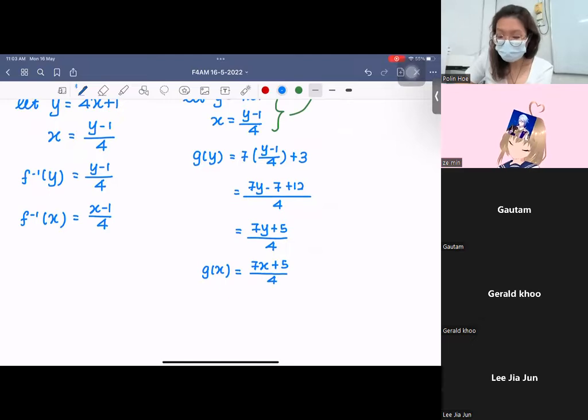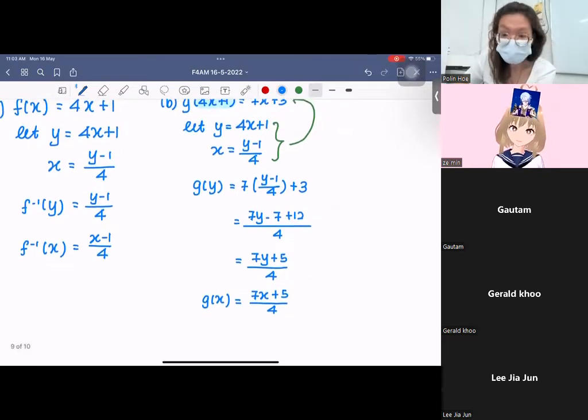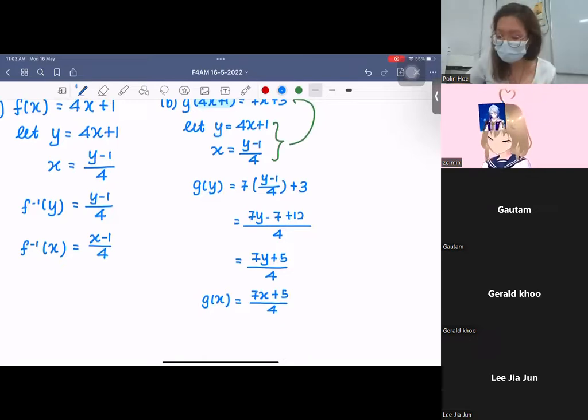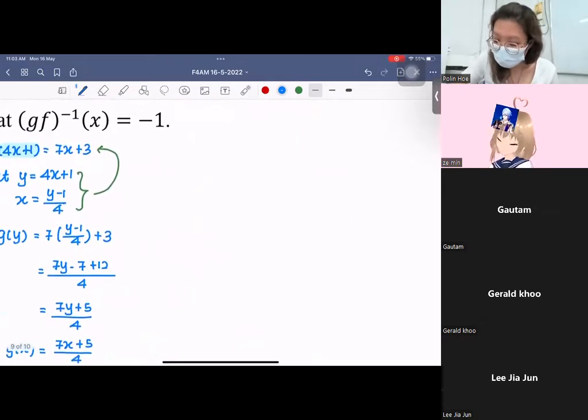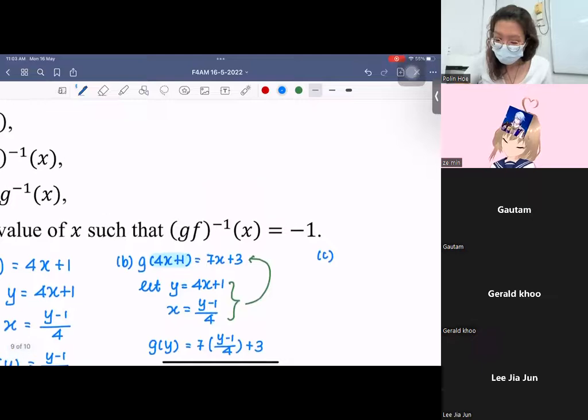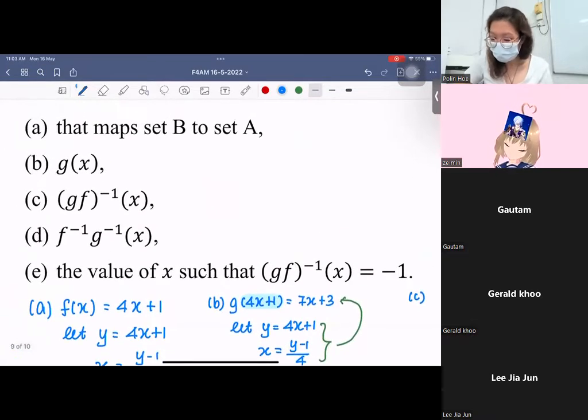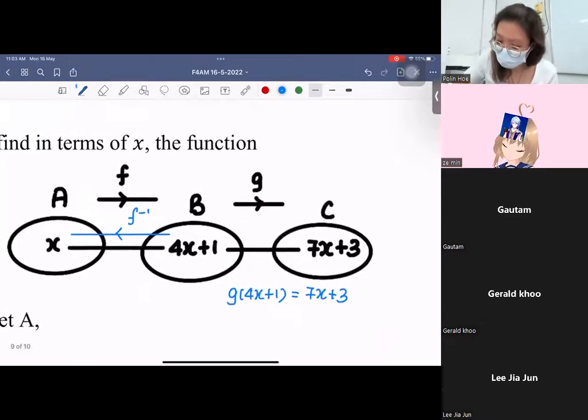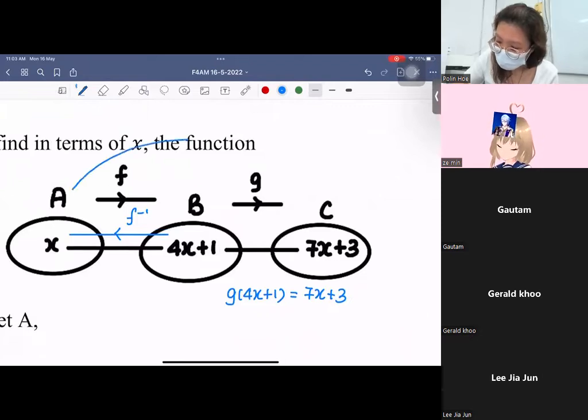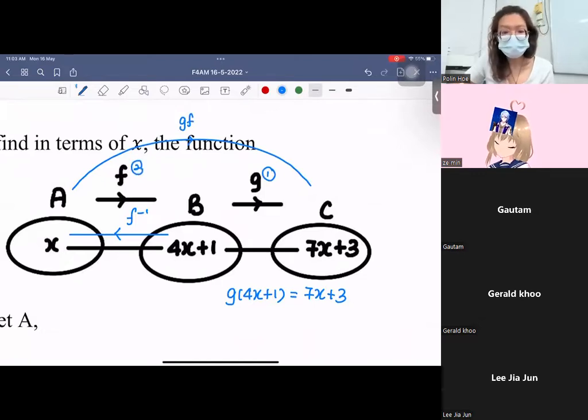C and D, they are the same. Now, let's look at C. Let me finish this question. But C. Find gf inverse. gf is what? This is gf because we write this first, only this. gf(x) equals 7x plus 3.